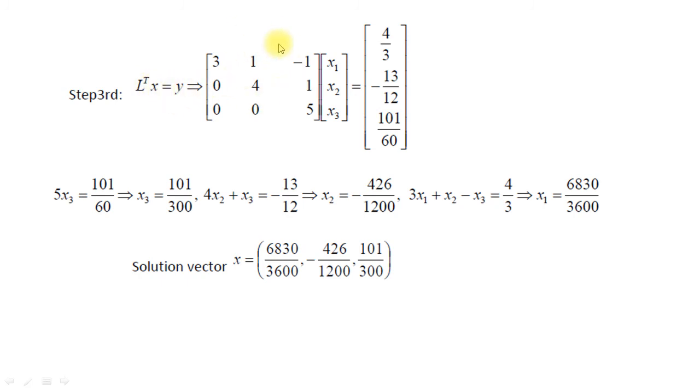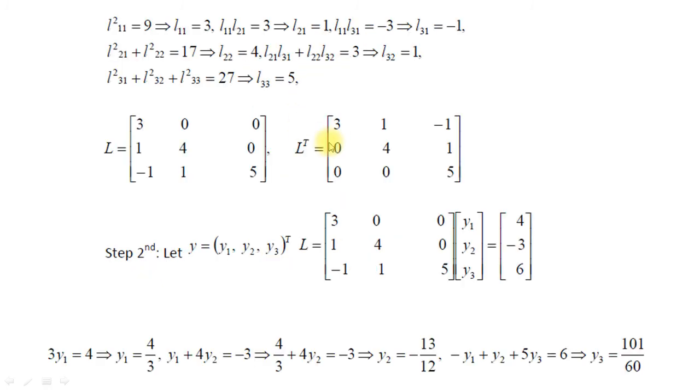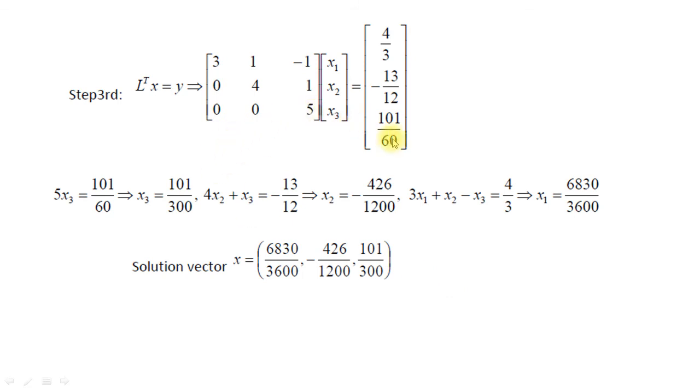Now in the last step, use the equation L transpose X is equal to Y. This is the transpose of the lower triangular matrix, this is the unknown matrix x1, x2 and x3, and this is the Y matrix. Now use back substitution. In the second step, use forward substitution to find the column matrix Y, and in the third step, use backward substitution. Dear students, note that in the second step we use forward substitution for the column matrix Y, and in the third step we use backward substitution for the unknown matrix X.